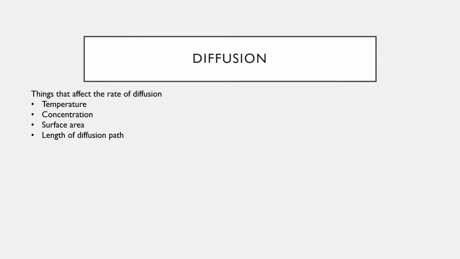Diffusion. Things that affect the rate of diffusion: temperature, concentration, surface area, and the length of the diffusion pathway. Temperature increases the kinetic energy of the molecules, which leads them to cross over at a faster rate. A high concentration creates a steeper concentration gradient, and if the length of the diffusion pathway is thinner, that means it's quicker to get across.